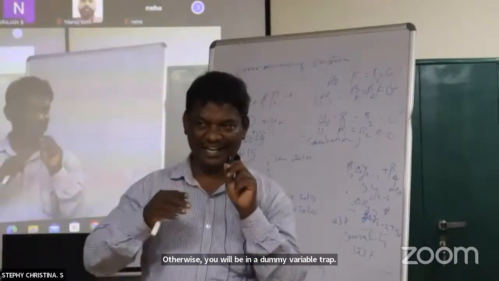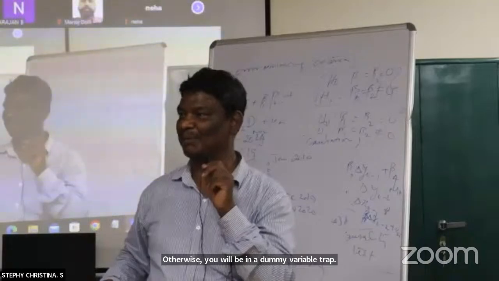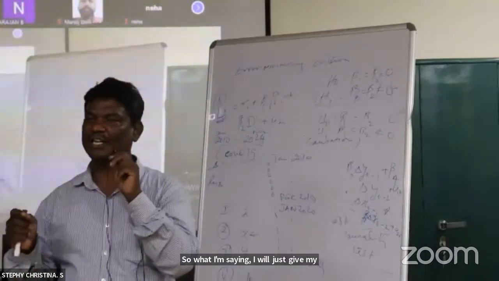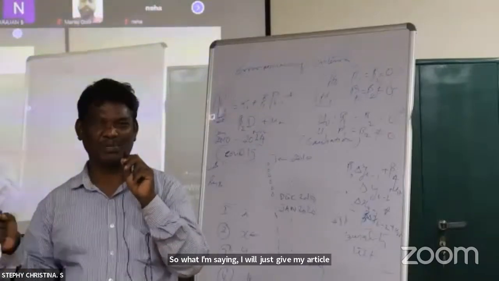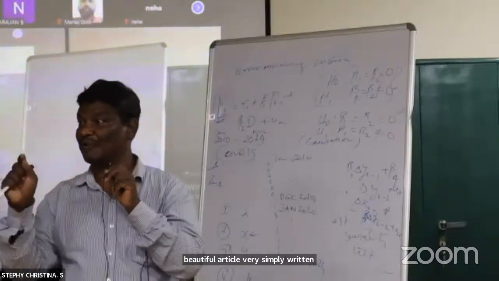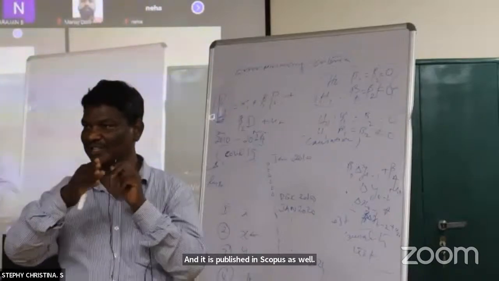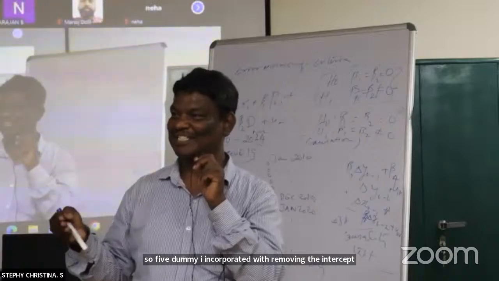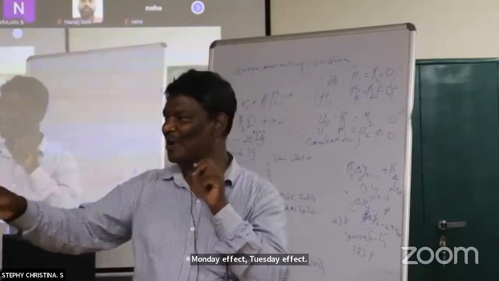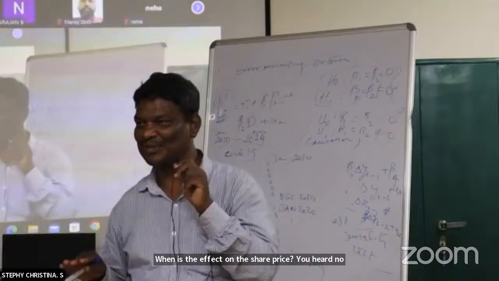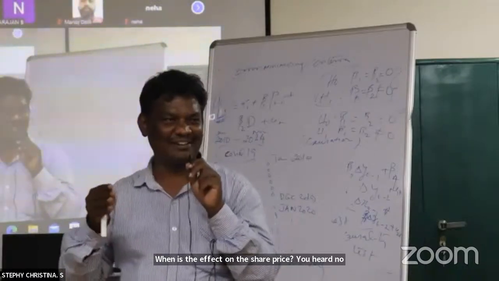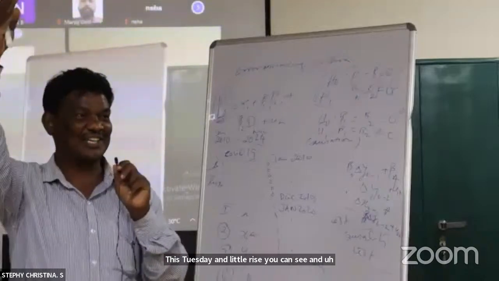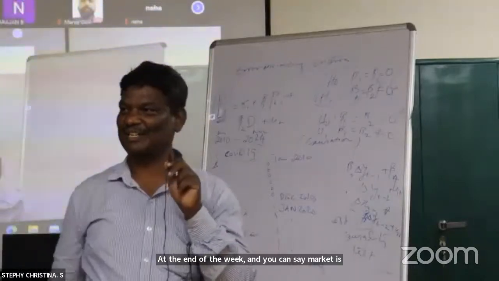So, gentlemen, this goes deeper into the dummy variable model. I will give you my article, a beautifully and simply written article, also published in Scopus. I incorporated five dummies with the intercept removed: Monday effect, Tuesday effect, Wednesday effect on the share price. You have heard that on Monday the market will be a little slow, on Tuesday you can see a little rise, and at the end of the week the market is on the rise. So you can use dummies.